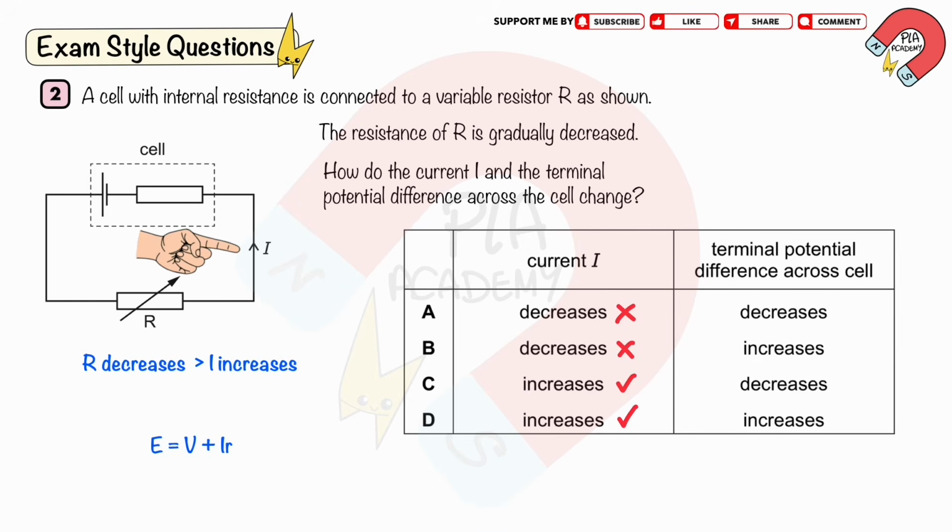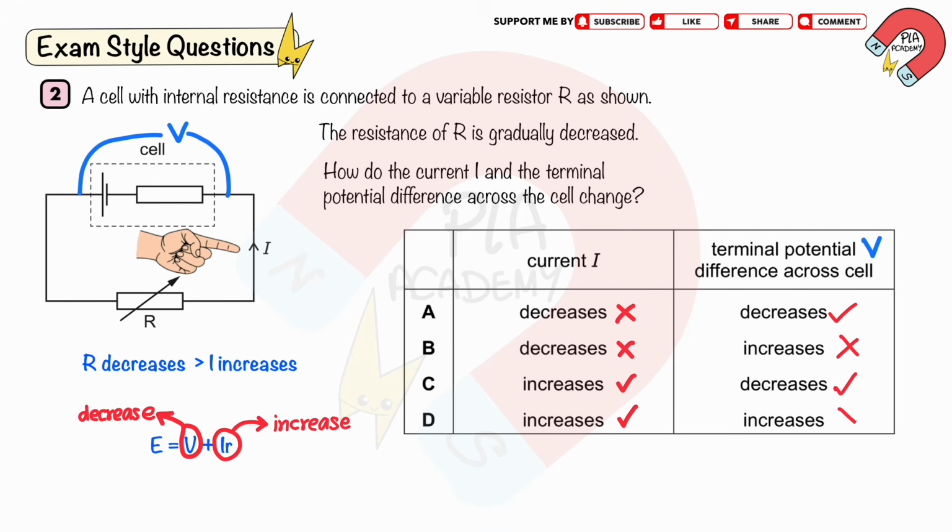From the equation, the EMF E equals V plus I times r. V is the terminal PD V across the cell. As the current I increases, it causes the Ir to increase. This causes the terminal PD V to decrease. So, C is correct.